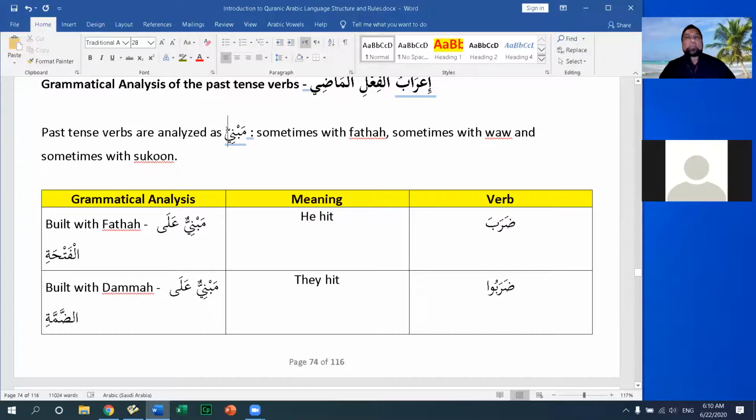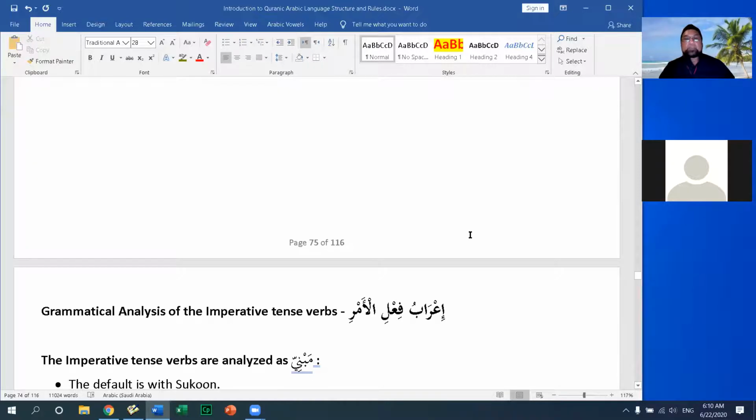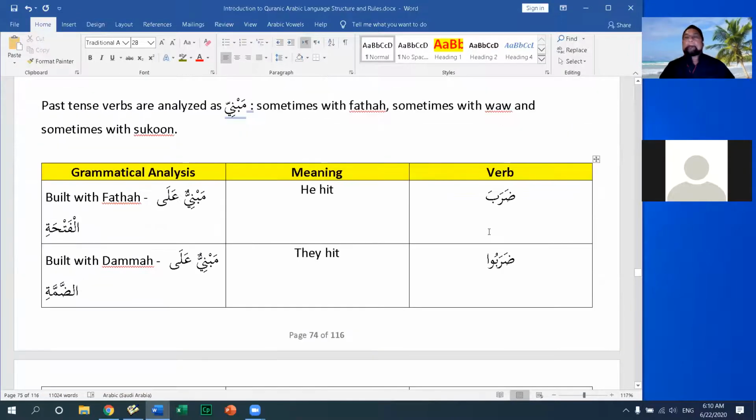وفعل أمر ومضي بني. That's from ألفية بن مالك. As for إعراب, did you all understand this? Yes. Very simple.